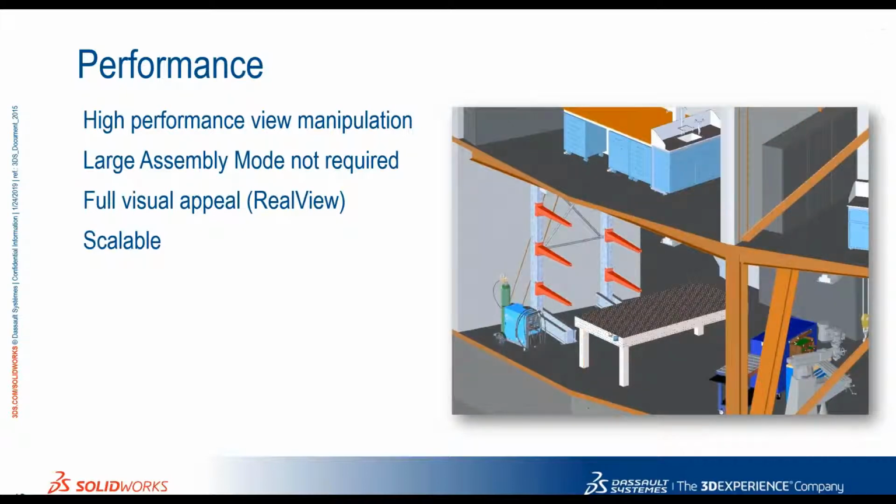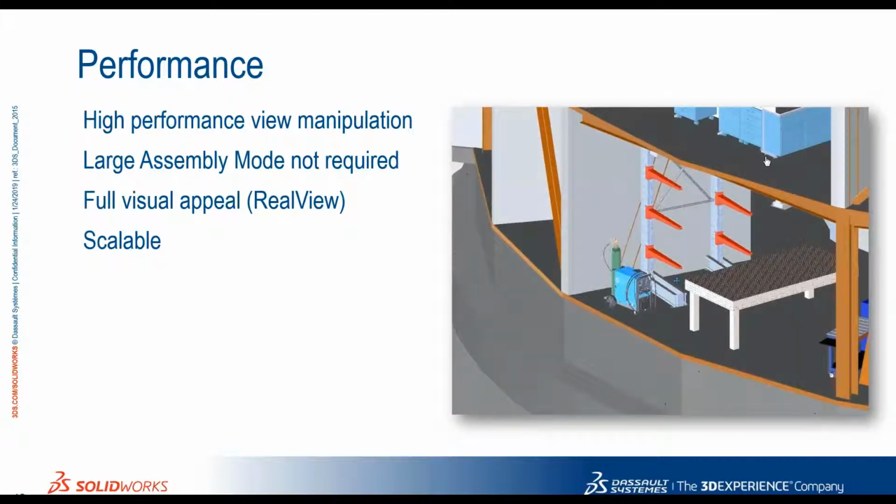So we have the capability to have high performance view manipulation. Large assembly mode is no longer required. If you have a certified graphics card, you can access the most out of the new performance. We have full visual appeal, so the real view graphics don't need to be turned off when you have these large assemblies. And this scales with newer and higher end graphics cards. That allows users to get the best card you can, and the new software will be able to utilize that card to its fullest potential.